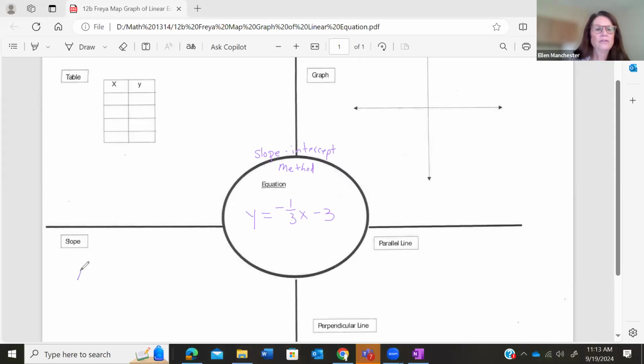All right. So your slopes over here in the bottom left side, your slope is -1/3. And I'm going to go ahead and add in my y-intercept is at 0, -3. So I'm going to put a point at -3. I'm going to rise 1 and run 3 to the negative side. So my slope is good. It's going downhill.